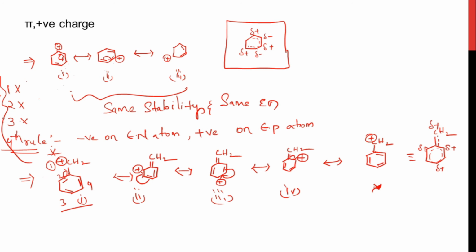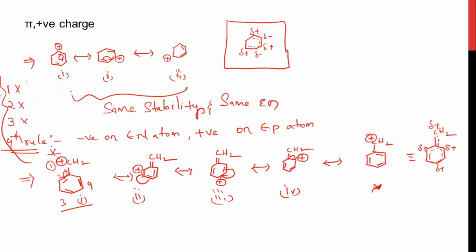We'll go to the second rule where the neutral species are more stable than the charged or dipolar species. But all four resonating structures are charged here, so you can't even apply the second rule. We'll go to the third rule where unlike charges should be closer to each other, like charges should be far from each other. But you can see only one charge here, so we can't apply the third rule.